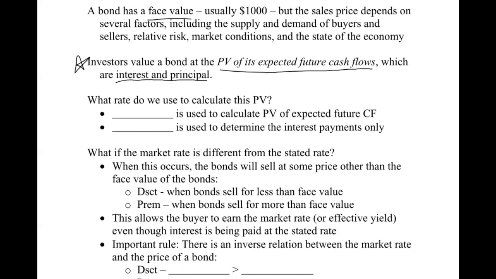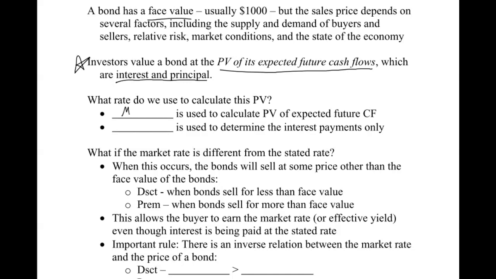Typically, the interest will be something we pay out. Remember, we're the issuer in this chapter, so we'll be paying interest every 6 months to the investor, and at the end of the life of the bonds, we will pay back the principal or face value of the bonds. So what rates are we going to use? There are two rates, a market rate and a stated rate.